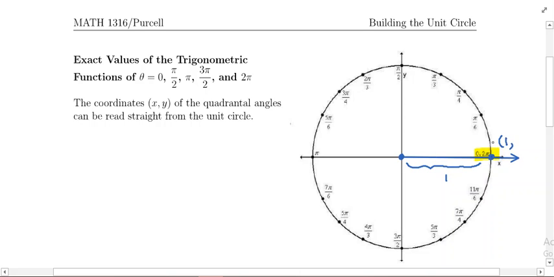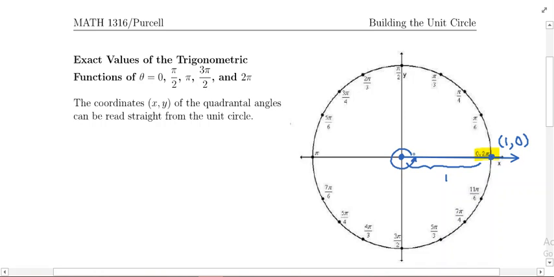You don't rotate, so there's no movement in the y direction, so the y coordinate here is 0. So (1, 0) is the coordinate at both 0 radians or 0 degrees. It's also the same coordinates for 2 pi or 360 degrees. The difference there, remember, would be the angle. If you had 2 pi, you would have to do 1 revolution, but you would end up back in the same spot. So these are really simple coordinates.